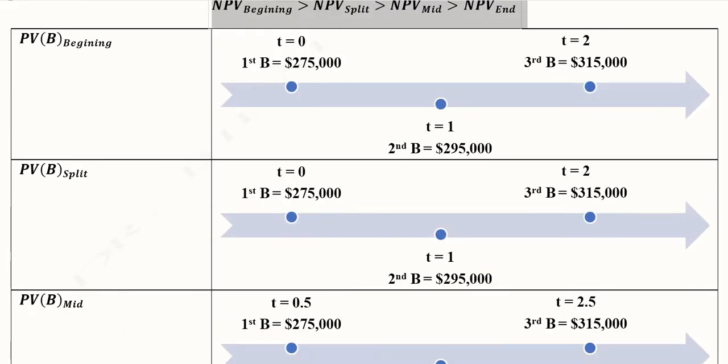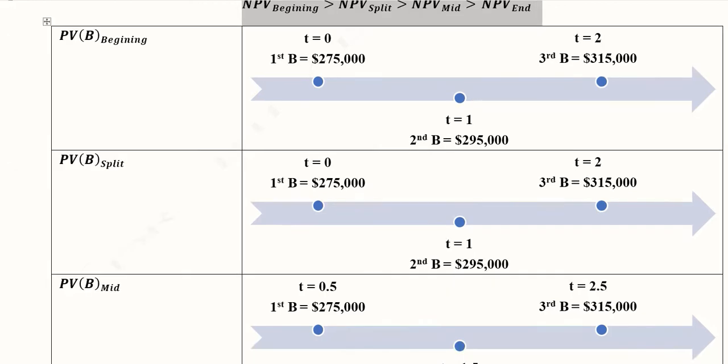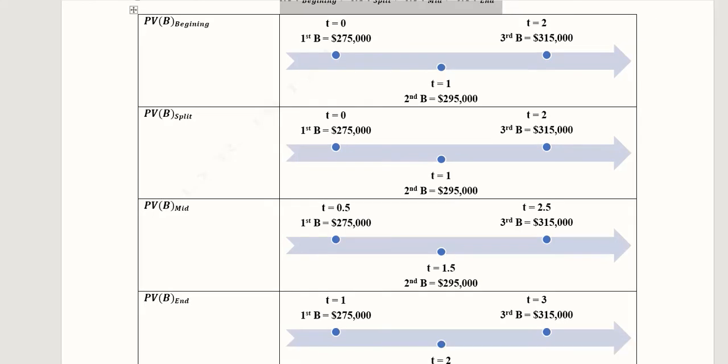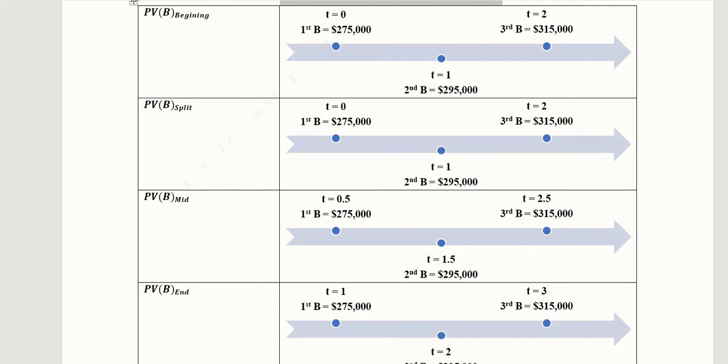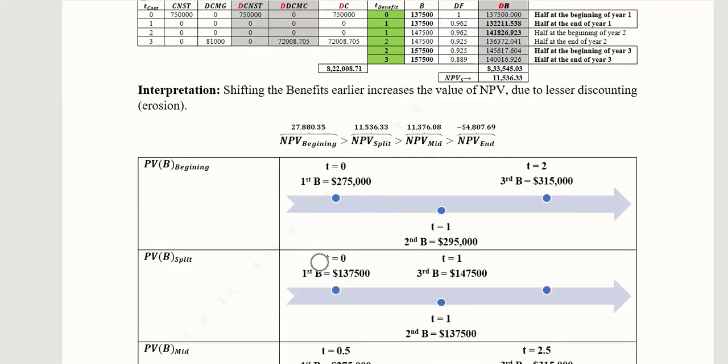We can also compare it with the help of these flow charts. As you can see, now all 4 of these are visible on the same screen. Present value in case of the beginning, present value in case of the splits, present value in case of mid, and present value in case of end of each year. So the benefit was occurring in the beginning of the first year, and in the beginning of the second year, and in the beginning of the third year. In the split case, half of it was occurring in the beginning, and the remaining was occurring at the end of the first year. So this is the situation.